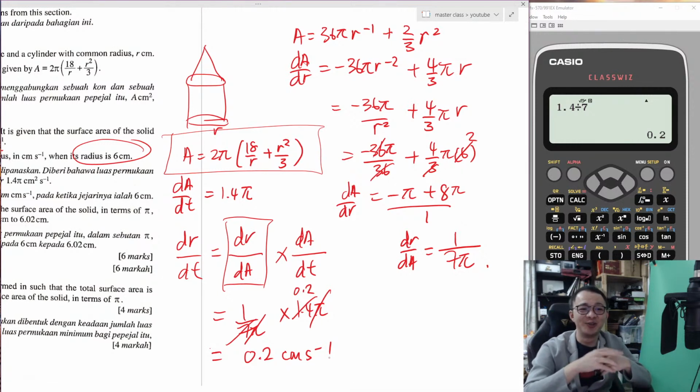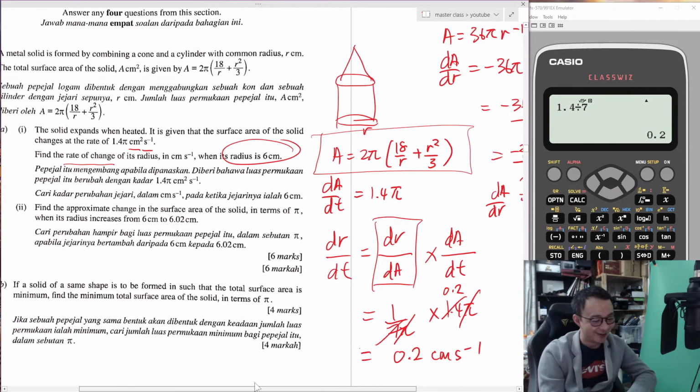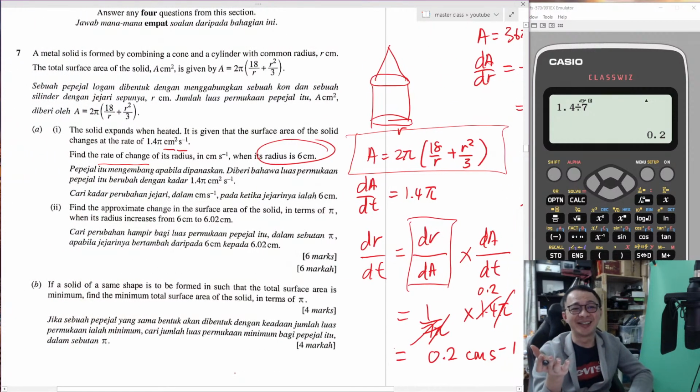Yeah, I see a lot of you actually realized I missed out a pi. Good job, at least all of you are paying full attention here, or else you will not see that.